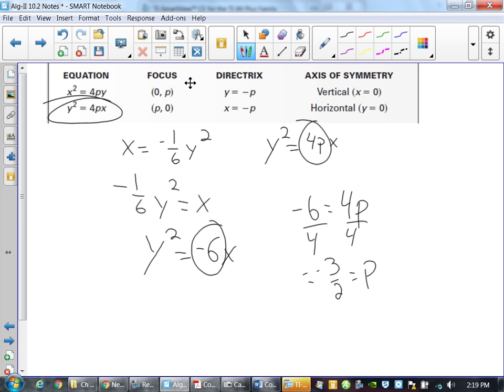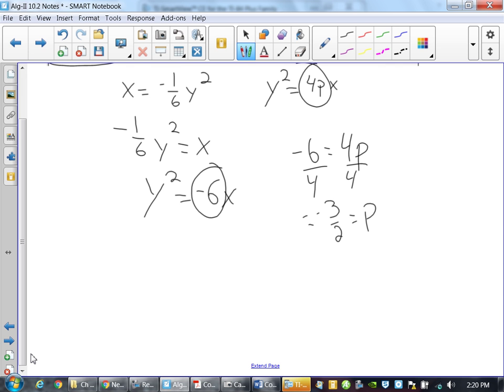We know now that it's a y squared parabola. It's negative. So what direction is it going to open? That way, correct. It's going to open to the left. So we know that there's no shift here. So our origin is going to be our vertex. It's going to open to the left.